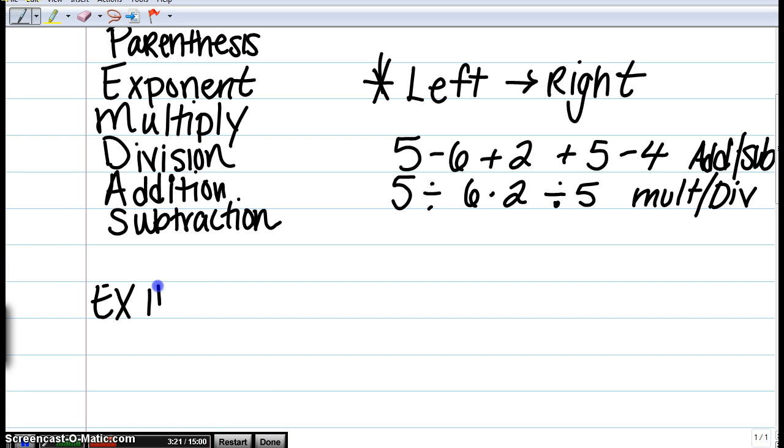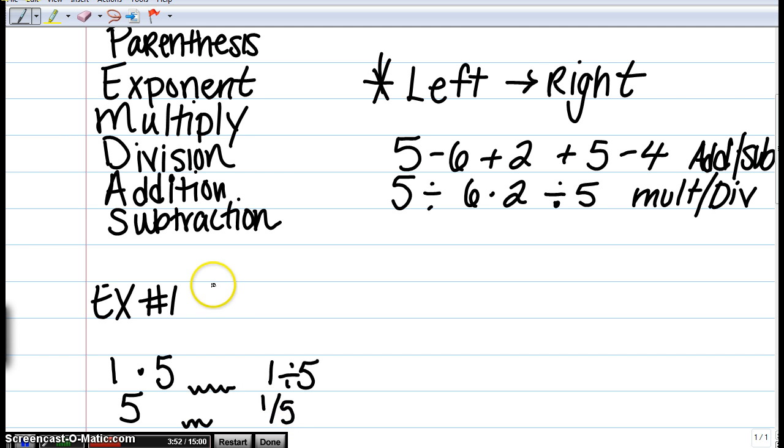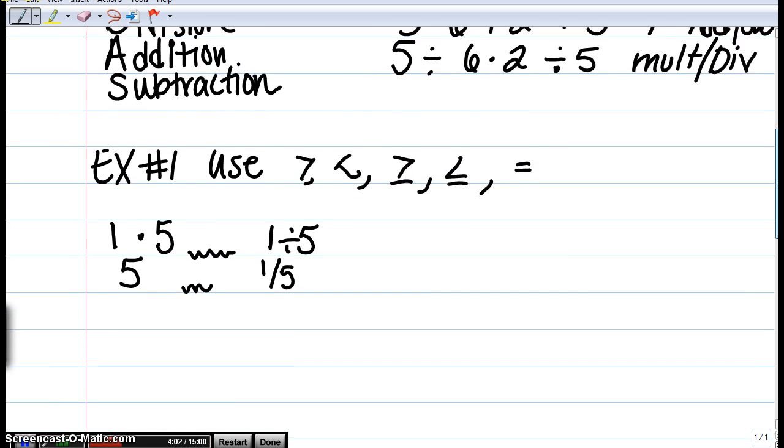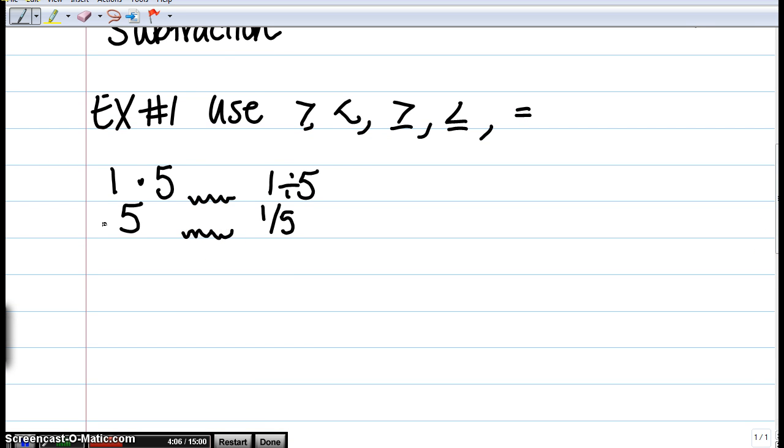Example number 1. If I gave you 1 times 5, and I wanted you to tell me whether it was greater than, less than, equal to 1 divided by 5. So you look at this, you do 1 times 5 is 5, and 1 divided by 5 is just 1 over 5. So you would use a greater than sign, a less than sign, a greater than or equal to, a less than or equal to, or equal sign. Those are all your inequalities. So when you look at this, you go, okay, I know that 5 is greater than 1/5. So you would have 5 is greater than 1/5.